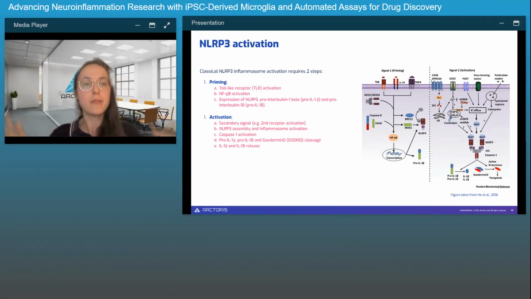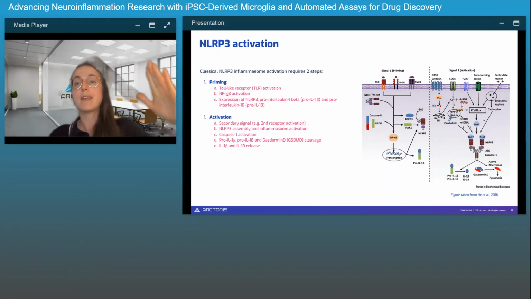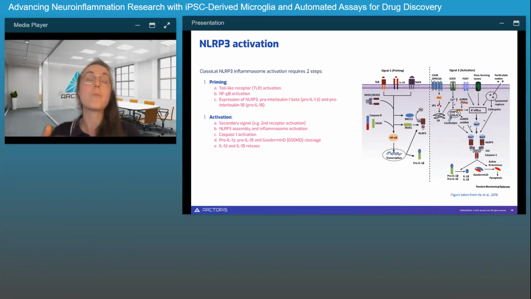So how does this NLRP3 inflammasome work? What's the signaling pathway? How do we activate it? Two signals are needed to activate the NLRP3 inflammasome. First of all, we need a priming signal, which occurs by activation of the TLR receptors or cytokine receptors. Then the NF-kappa B signaling pathway activates, and this leads to increased expression of the NLRP3 protein and the interleukin-1 beta and interleukin-18 precursors.